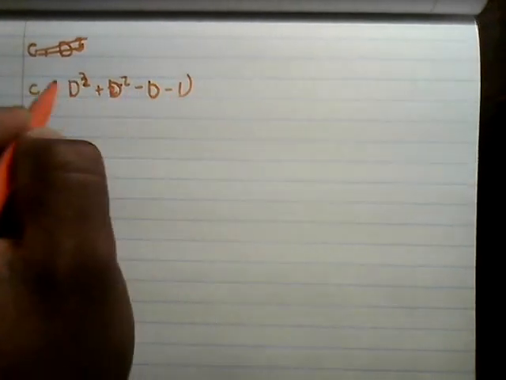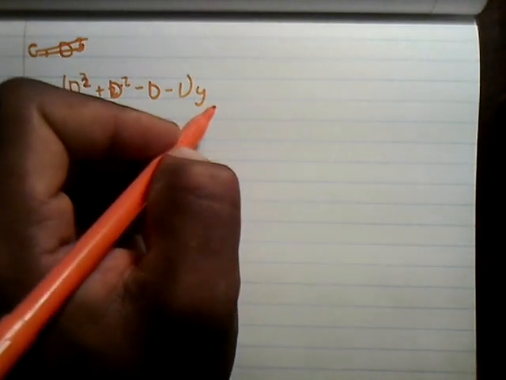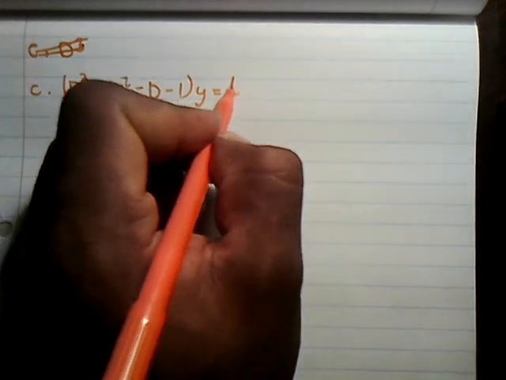Goes by C. Okay, C is D cubed. This is a weird cube. C is D cubed. Oh, what's wrong with me? D cubed plus 2D plus D squared minus D minus 1 operating on y is equal to t.